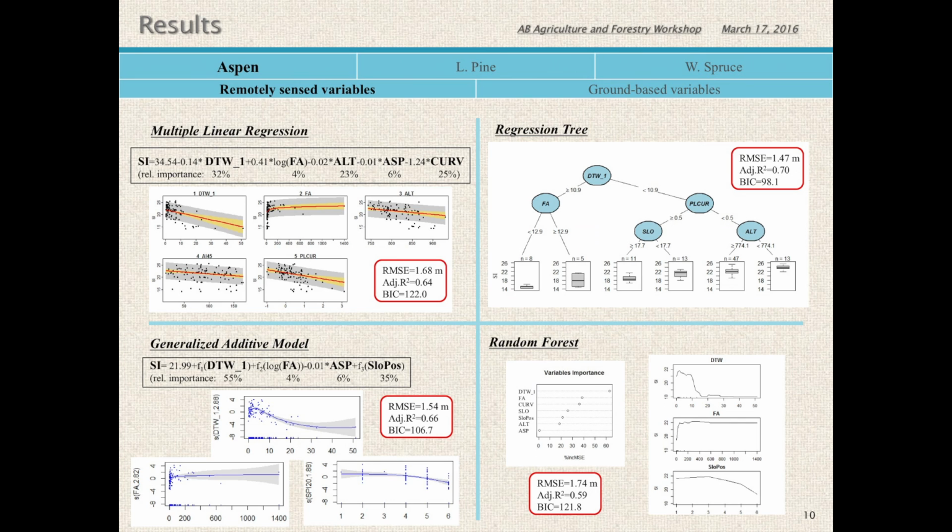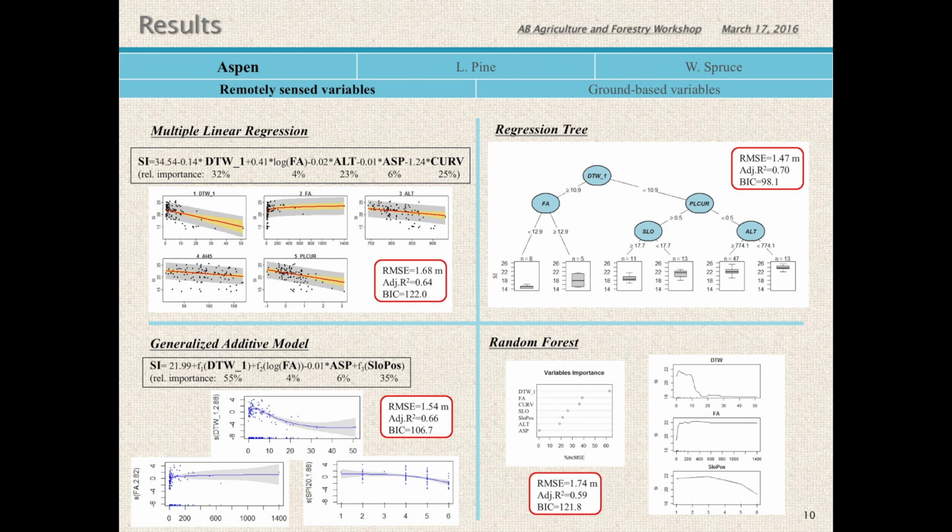So the first method was multiple linear regression. We followed the standard procedure there, with the backward variable selection procedure and using BIC as a statistical criterion to select the best model. Here is the equation, and we can see there are five variables in the model: depth to water, flow accumulation, altitude, aspect, and curvature.